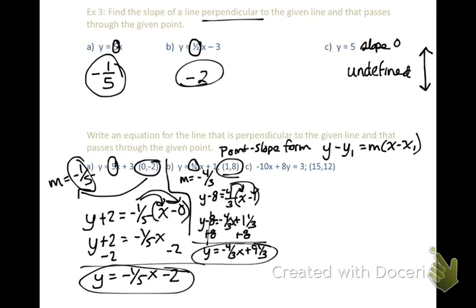See, this one is a little different. y is not by itself, so we have to get y by itself first. So you have a few extra steps on this one. First of all, I need to get rid of the negative 10x and bring it over to the other side, so we add 10x to both sides. So it's 8y equals 10x plus 3. Then divide everything by 8. So y equals, reducing but keeping it in fraction form, 5/4 x plus 3/8.